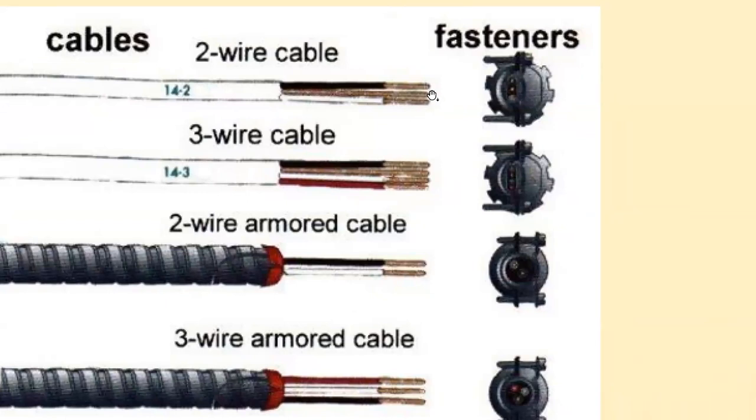So we have the bonding wire, but when we specify the cable, we don't count that in the number that we write in the specification. So this 14.2 tells us that it's 14 gauge, the conductors are 14 gauge thick, and it is supposed to have two current carrying conductors. If there is a bonding wire, it's not counted in that number. Now, is a bonding wire a current carrying conductor? Well, no, as per definition.